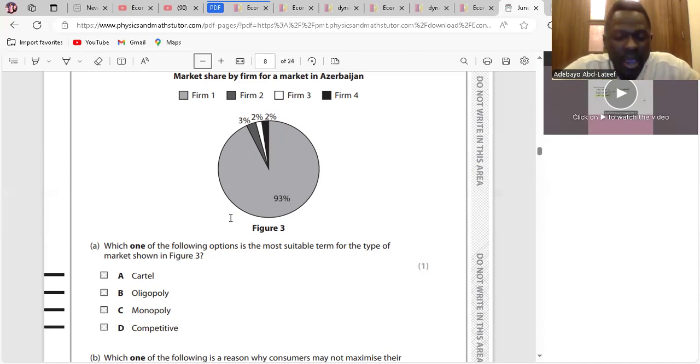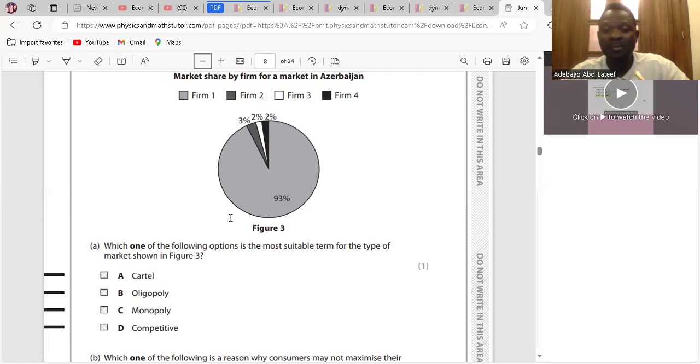So figure 3, we have firm 1 having 93%, firm 2 having 2%, firm 3 having 2%, and firm 4 having 2%. So there's a dominance of a firm here, which is firm 1, dominating the industry with 93%. And the dominance represents monopoly.